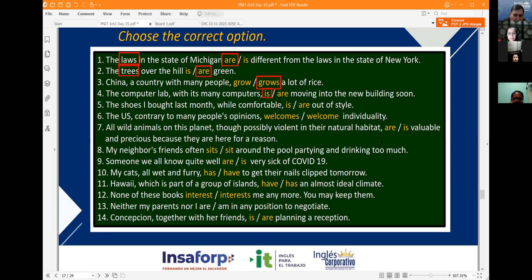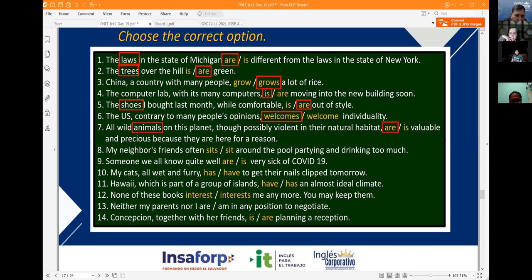The shoes I bought last month, eliminate information in parentheses. The shoes are out of style. The US, eliminate the information in commas. US welcomes individuality. Seven, all wild animals on this planet, eliminate the information in parentheses. We're talking about wild animals, but animals in plural are valuable and precious because they are here for a reason.